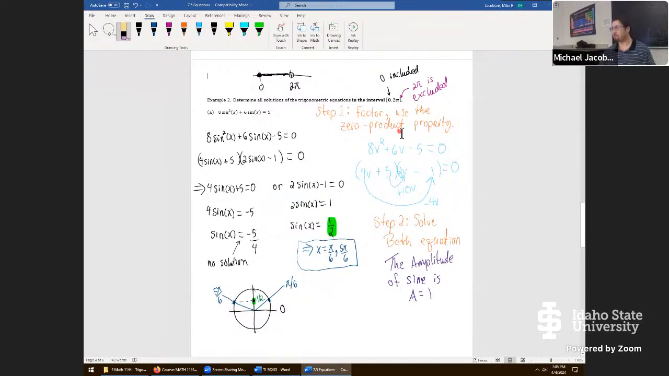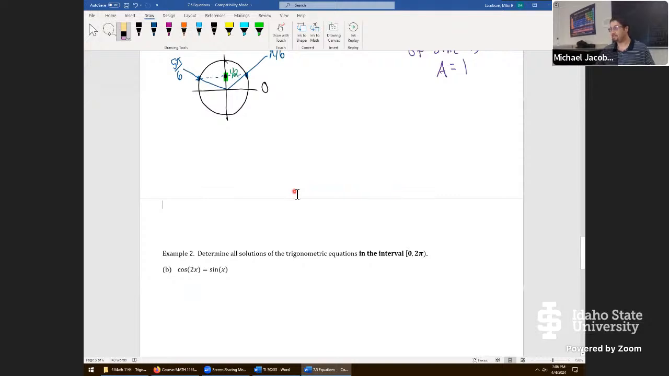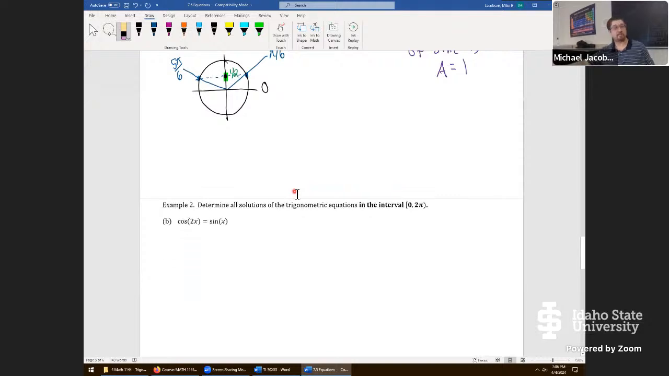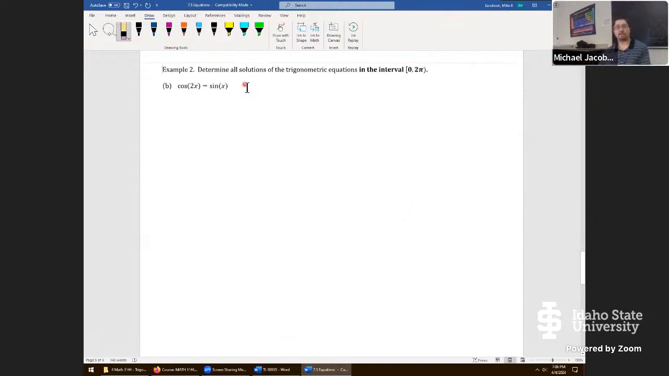Okay, well, this is example 2, part A. Looks like we have a couple more equations to get through. So here's the new one for today. We want to determine all solutions in the interval 0 to 2 pi like before. And this time we have cosine 2x equals sine x.